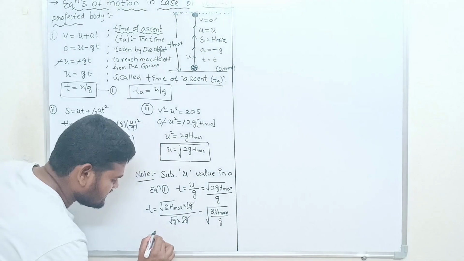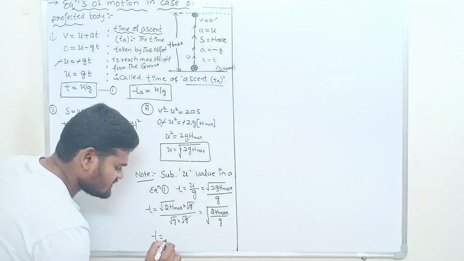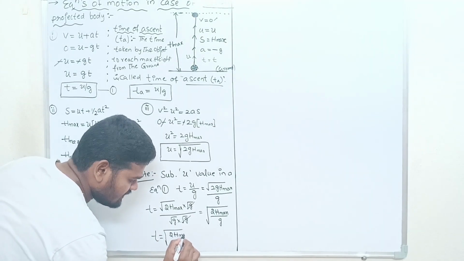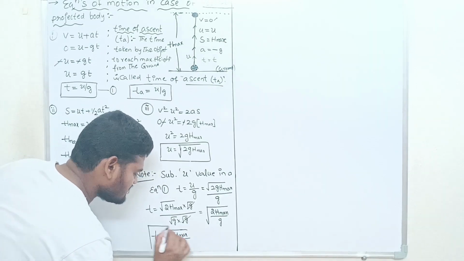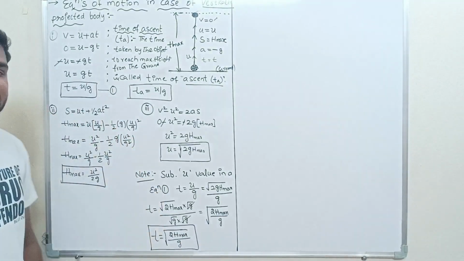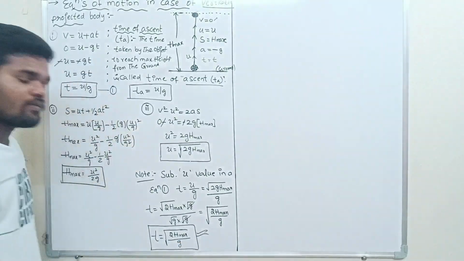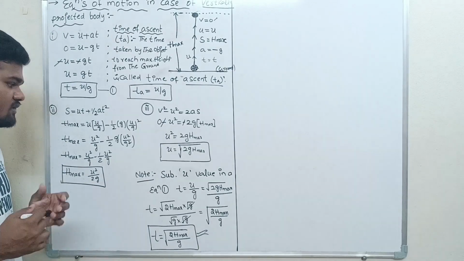Finally we get under root 2 into h maximum by g. So this is also one of the time equations in case of a vertically projected body in upward direction. So P is equal to under root 2h by g, or 2h maximum by g. Are you getting? Any doubts?